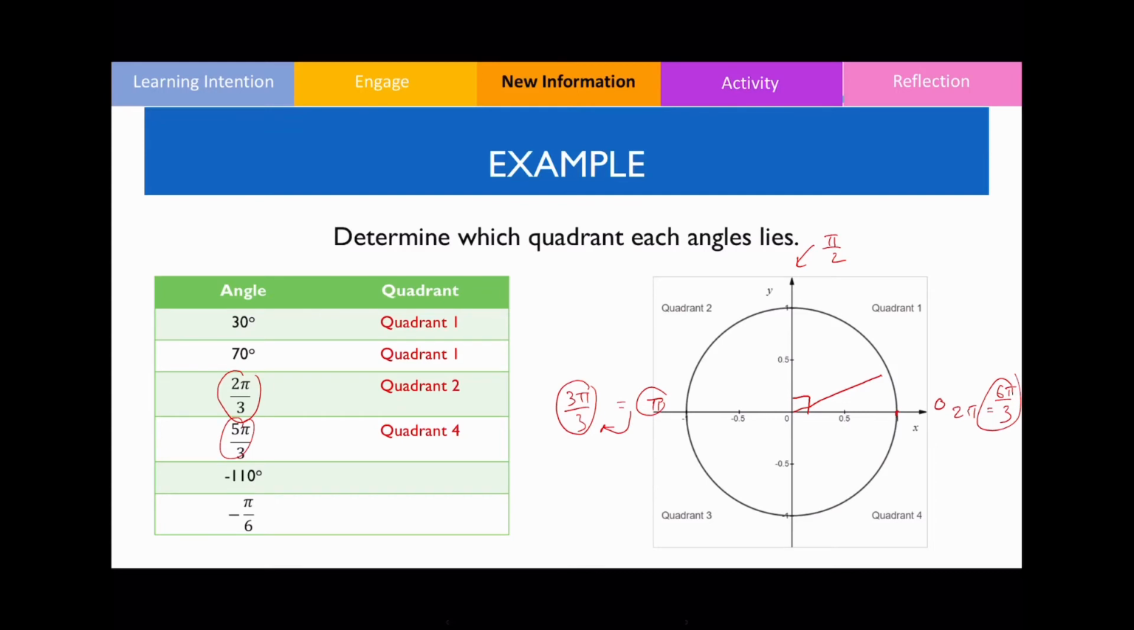Negative 110, because this is a negative angle, negative angles are measured in the clockwise direction.